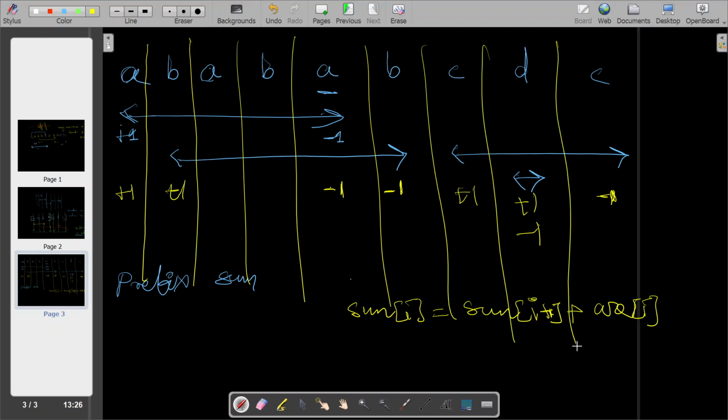Okay, it's taking a little bit of time, but if you know the concept, you will be able to solve multiple problems that are related to prefix sums. So don't think that you are wasting your time.